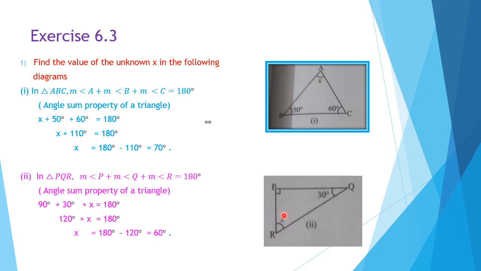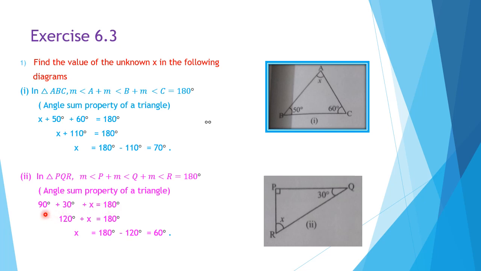So we can write here also, all the three angles, adding them we get 180 degrees. That is the angle sum property of a triangle. So for the solution we can write: in triangle PQR, measure of angle P plus measure of angle Q plus measure of angle R equals 180 degrees. Measure of angle P is 90 degrees plus measure of angle Q is 30 degrees plus measure of R is X degrees, total equals 180 degrees.